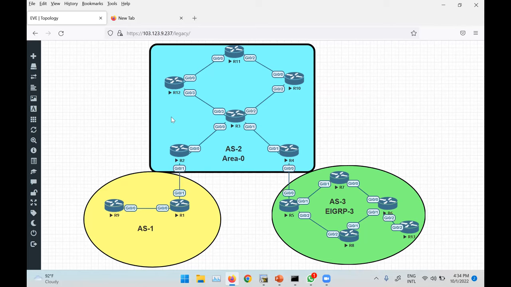That's correct? Yes. So you will have this neighborship in R2. Also, in the R2 routing table, you will have 4.4.4.4, 3.3.3.3, 10.10.10.10, 11.11.11.11, and 12.12.12.12, the loopback interface IPs of the routers. I thought that in R2 only the connected networks would remain in the routing table.